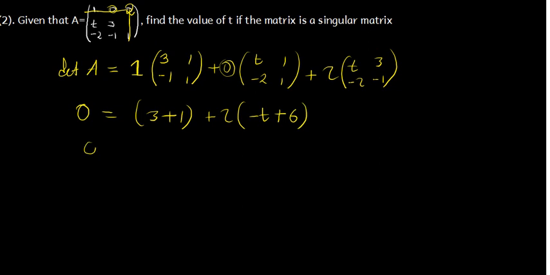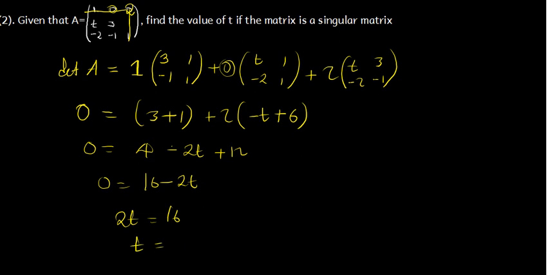So this gives us 0 is equal to 3 plus 1, that is a 4, and then 2 times negative t, that is negative 2t, t times 6, that is a positive 12. So it says 0 is equal to 4 plus 12, that is a 16, minus 2t. I can take the 2t the other side, so 2t is going to be equal to 16. Finding the value for t, t is going to be equal to 8. Okay, so that is the value then.